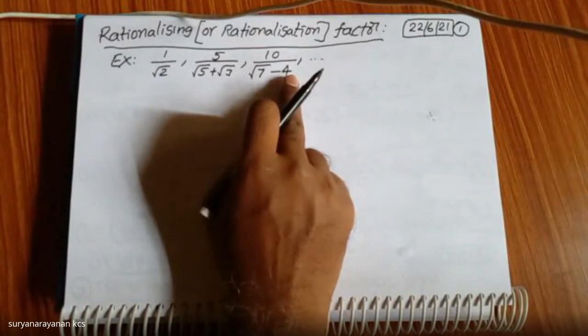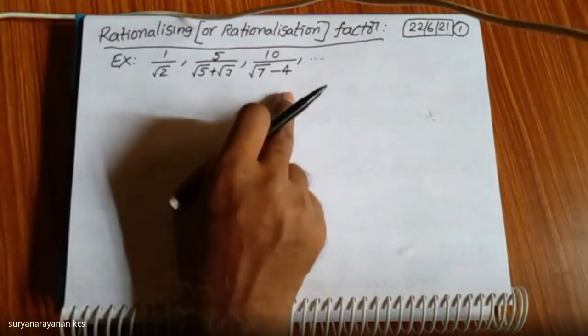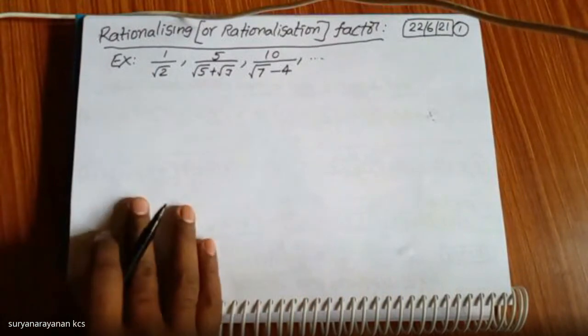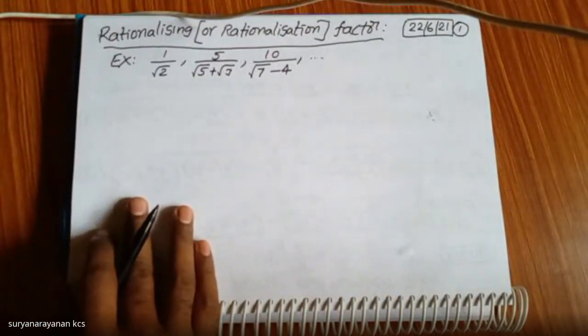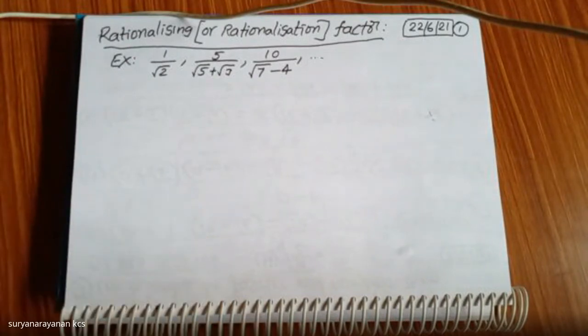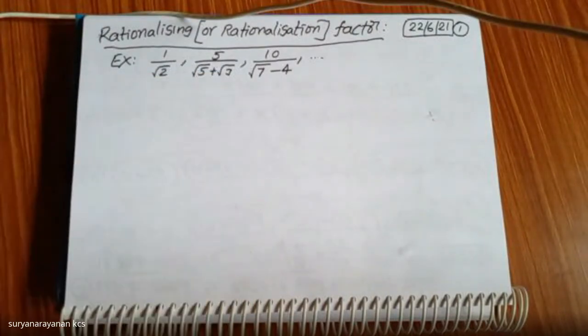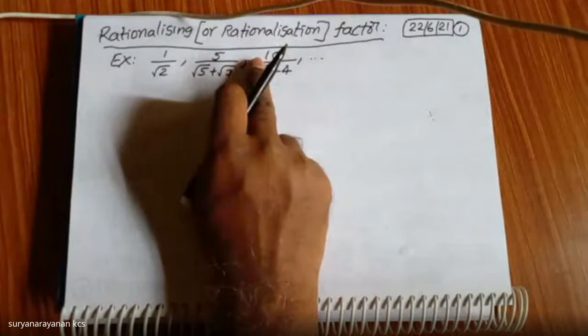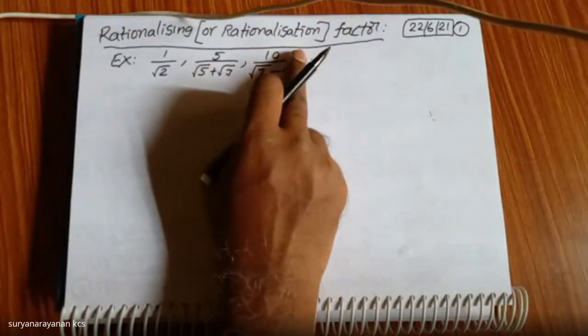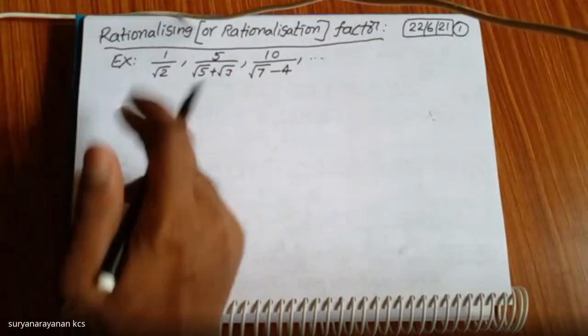To make these denominators rational numbers, we have to find an irrational number. If we multiply this irrational number with that irrational number, you should get a rational number. Then the second irrational number is said to be the rationalizing factor or rationalization factor. For example, in this example, 1 by root 2.